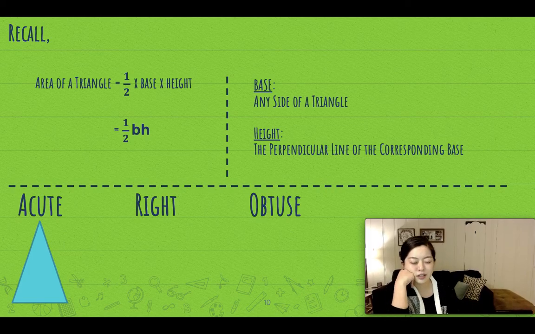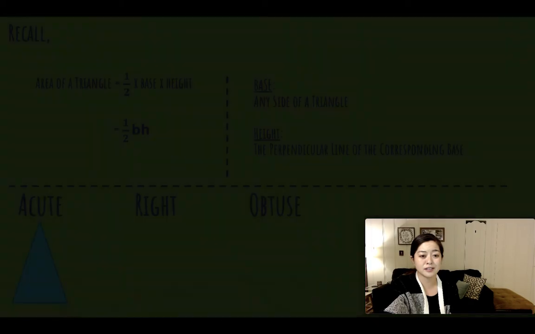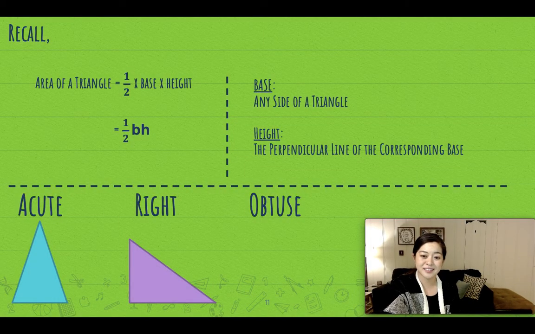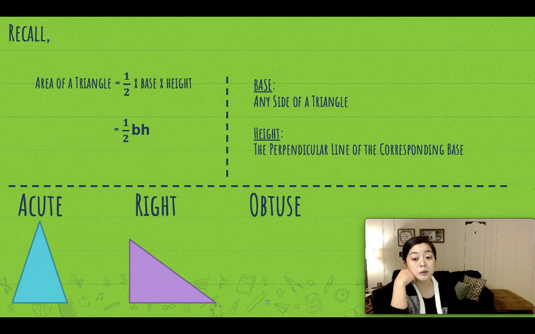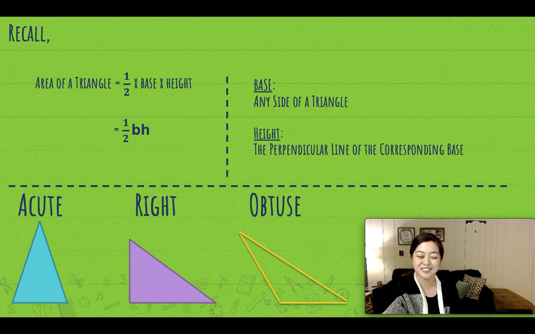How about a right triangle? What makes a right triangle a right triangle? Well, one of the angles measures 90 degrees, like this. And finally, what about an obtuse triangle? What differentiates an obtuse triangle from a right triangle and acute triangle? In an obtuse triangle, one of the angles is more than 90 degrees, like this.